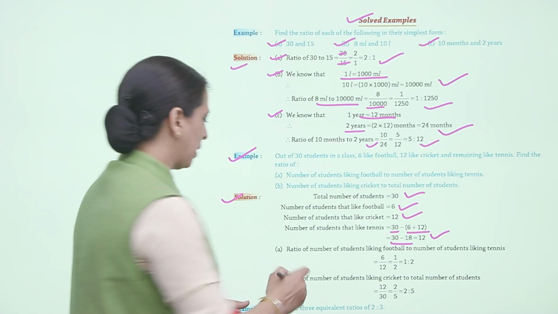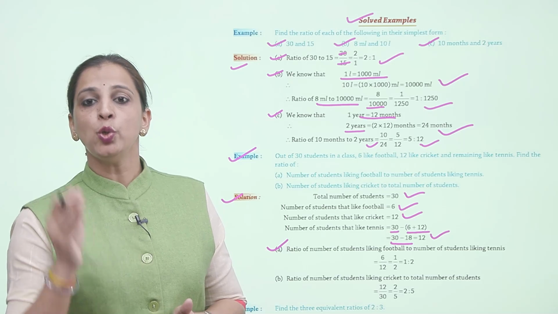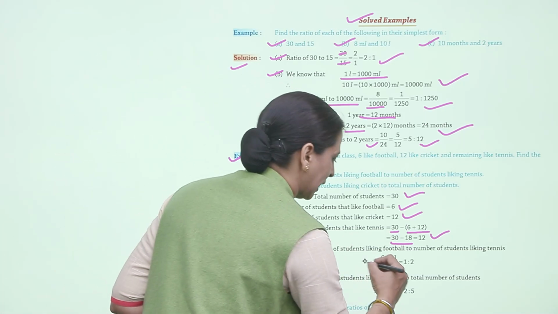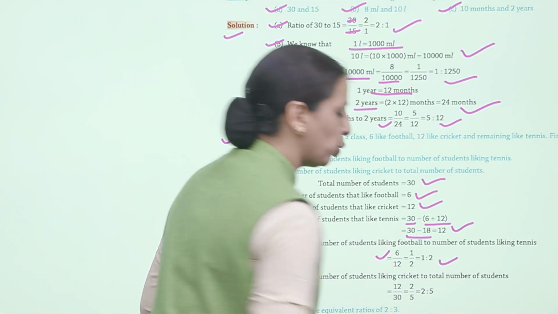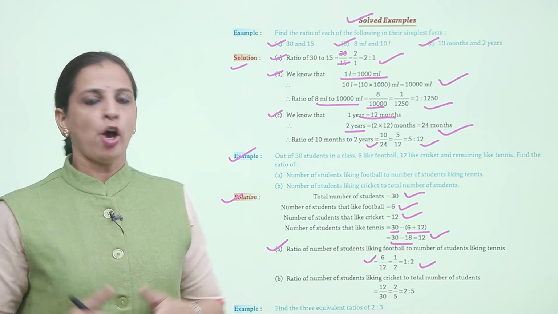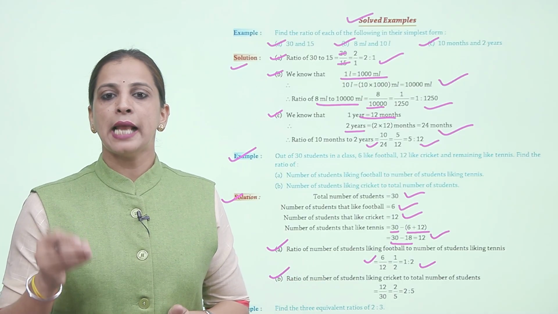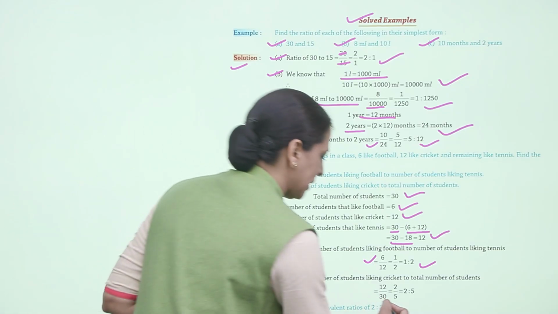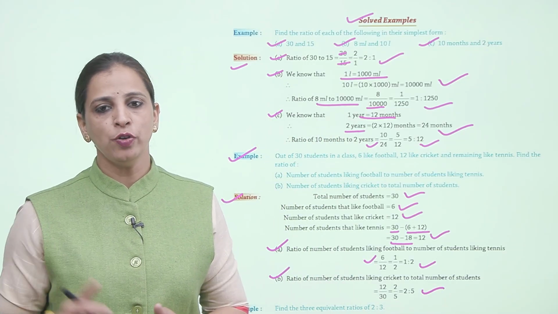Now A part, ratio of the number of students liking football to number of students liking tennis. Football 6 और tennis 12, that is 6 upon 12, that is 6 1 are 6, 6 2 are 12, 1 upon 2 or 1:2. Now B is ratio of number of students liking cricket to total number of students. Cricket 12 or total is 30, that is 12 by 30 is 2 by 5 or 2:5.